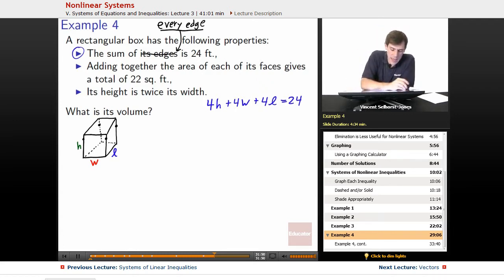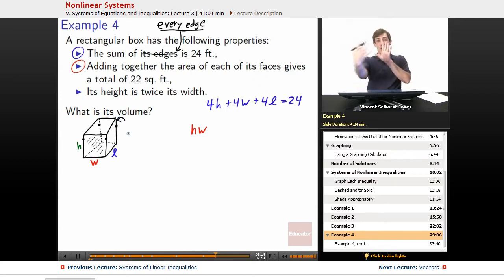Next up, adding together the area of each of its faces. This one's a little bit tougher. How many times does, let's say, this face right here, the very front face, show up? Well, height times width would be the area of that face. So height times width gets multiplied together. But it doesn't show up just on the front. It also shows up on the back side, so both sides. So it's not going to be just h times w, but 2 times h times w, 2hw.